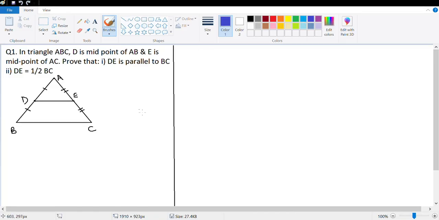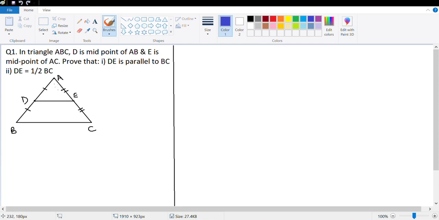Hi guys, in the last video we finished our chapter triangles. So let's start the new chapter, but before we start the new chapter, let's look at a couple of questions from the same chapter, triangles, where we'll try and prove some congruency, and this will help us to get into the new chapter. So let's look at this question.